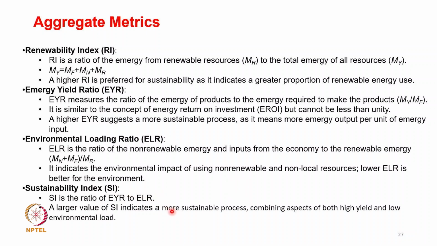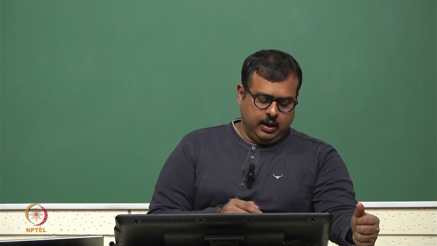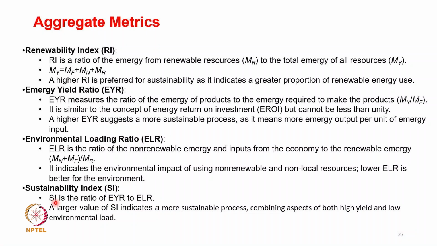And the last is the sustainability index, which is the ratio of EYR, which we have computed here, and ELR, which we have computed here. So this is a single metric that takes care of everything. A larger value of sustainability index indicates a process that is highly sustainable, combining various aspects of high yield and low environmental load and so on. So when we design any process, we would like its sustainability index to be as high as possible, the renewability index to be as high as possible, and the emergy yield ratio and environmental loading ratio should be accordingly set.